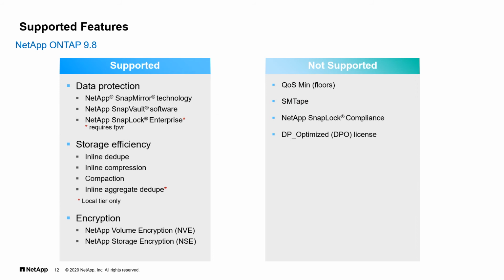In order to start using FabricPool, you don't need to disable any of the standard and optional features from the ONTAP data management platform that you may be using alongside it, such as SnapMirror replication, SnapLock for compliance, or any of the storage efficiency and encryption features shown here.